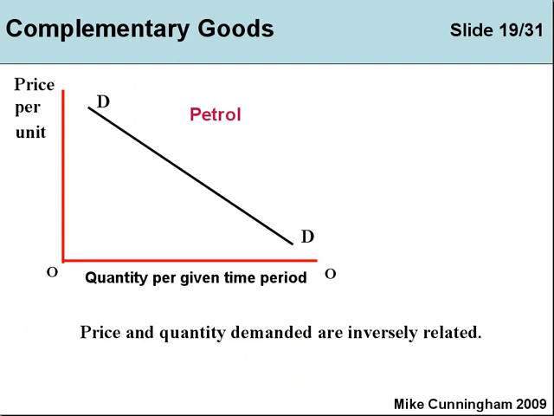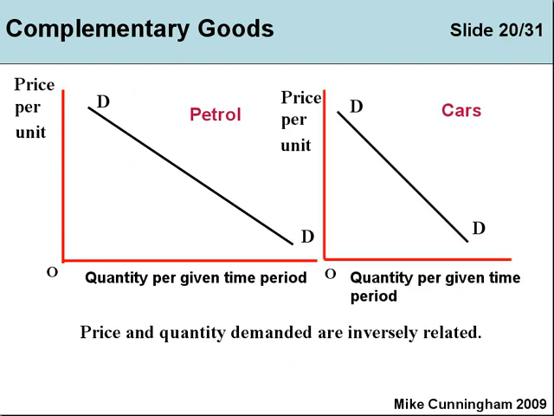Now let's see for petrol. So we've got our demand curve for petrol here. Now let's put in our demand curve for cars. You can also see it's downward sloping. As the price of cars increases, fewer cars will be demanded. Now let's put in some particular price for petrol.